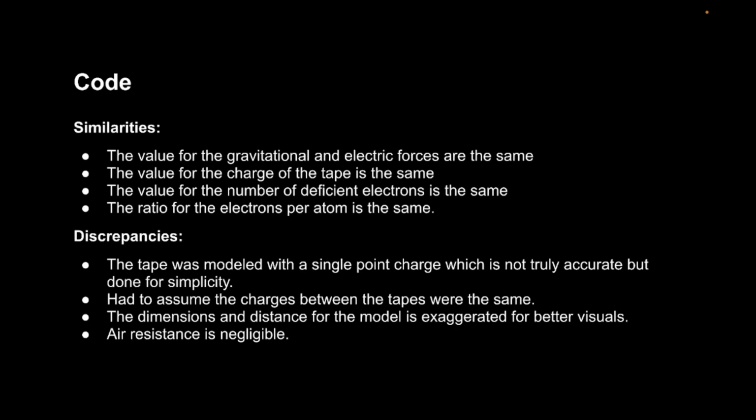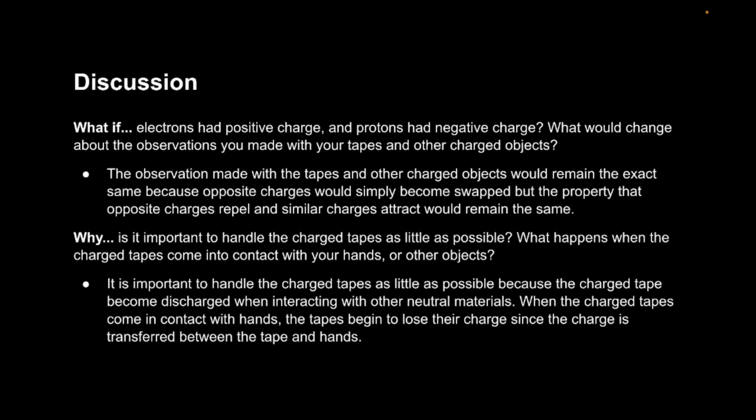Some similarities between the code and the model are that the value of the gravitational forces are the same, the value for the charged tapes are the same, and the value for the deficient electrons is the same, as well as the ratio. Some discrepancies are, however, that since the tape was modeled using a single point charge, it is not truly accurate, but it is simply done for simplicity. We also had to assume that the charged pieces of tape were the same, that the dimensions and distance for the models are exaggerated for better visuals, and that the air resistance is negligible.